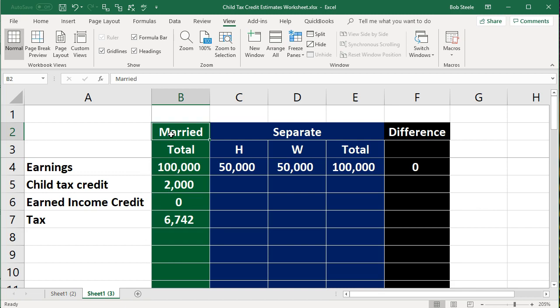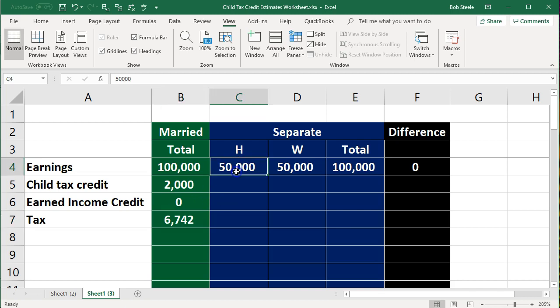So this is going to be the married. So when they're married, we're going to say that the total for the married will be that they have $100,000. The child tax credit's worth the $2,000. There's no earned income credit, but that's the other thing we've got to watch out for. So we're just going to let the tax software calculate that. And then we've got the tax here. So the tax is currently $7,642.